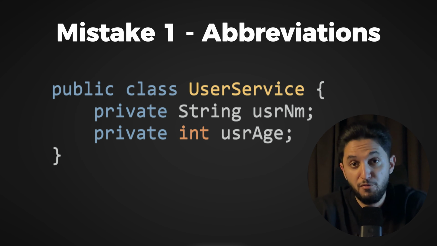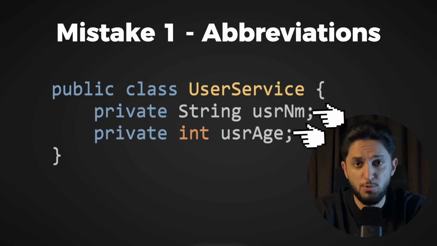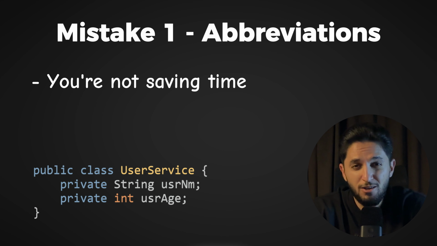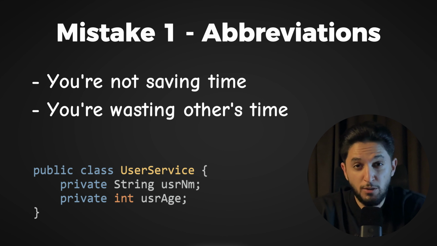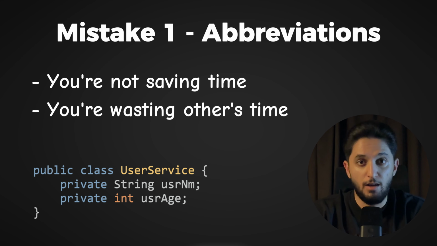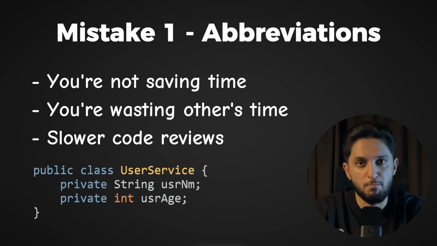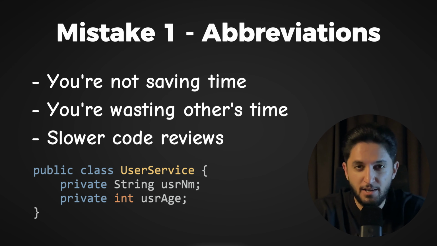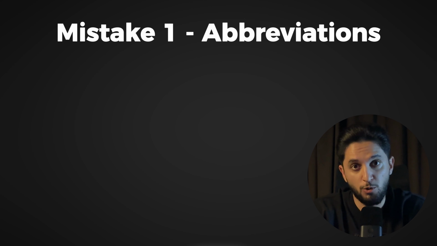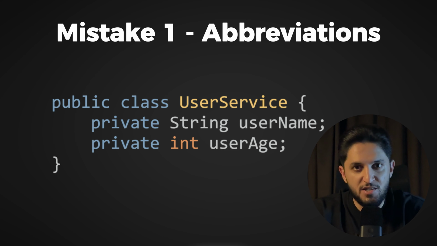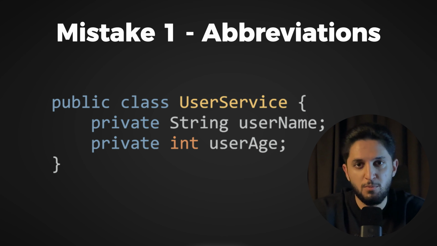The problem? Abbreviations. Username and user age, for example. Your IDE autocompletes anyway, so you're not saving any time. You're forcing everyone to mentally translate these every single time they read your code. And in code reviews, people waste minutes asking, wait, what does PRCSS mean again? A better version of this code would look like this. Now the meaning is obvious at a glance. You don't need to decode or guess what each variable stands for.